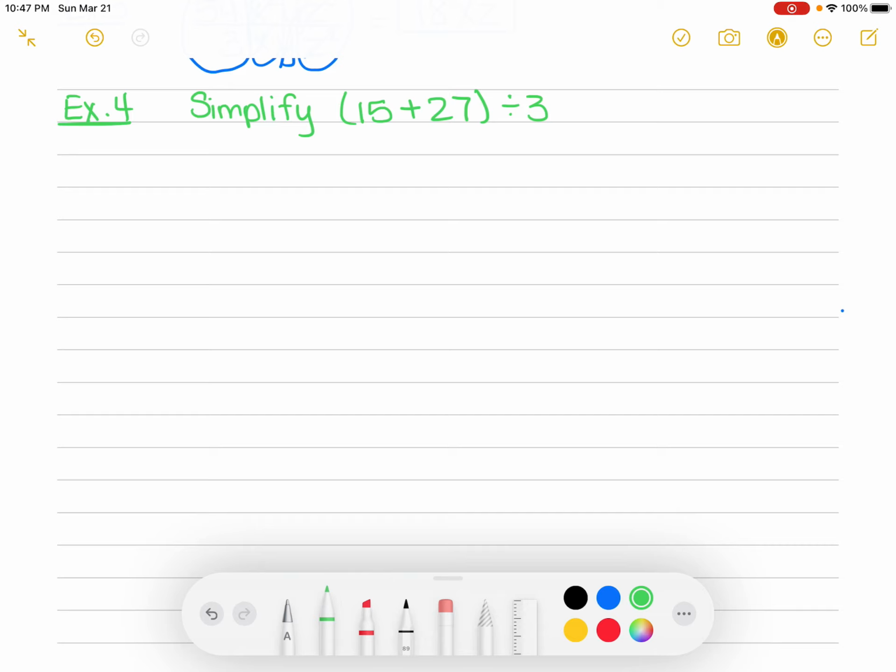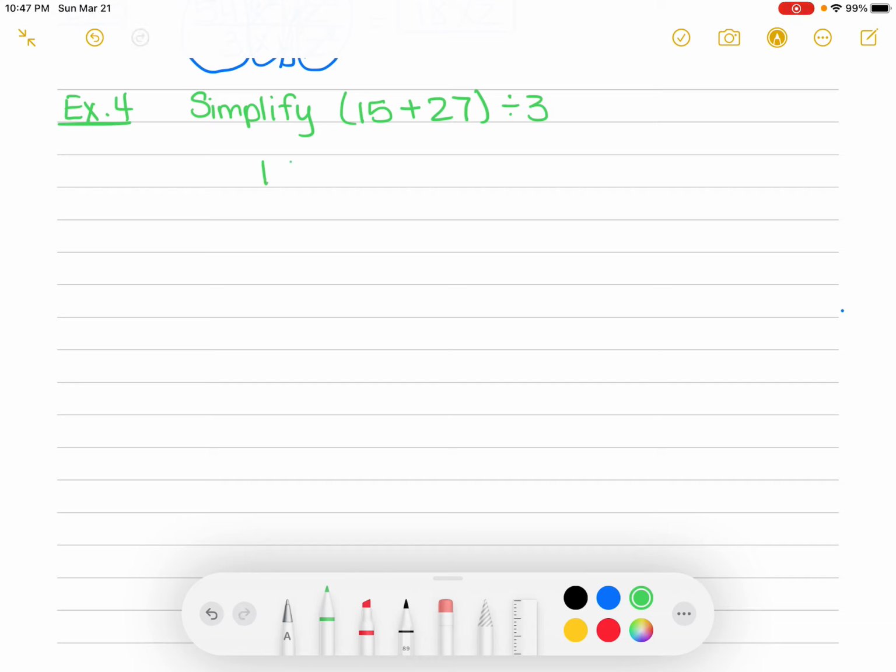Okay, so if you were just doing this in a regular 6th grade math class, you would add 15 plus 27 and then divide by 3. But we're doing this in an algebra math class, so I'm going to show you a different way to solve this. You still get the same answer. But in the next example, you would not be able to add these two. So that's why I'm going to show you a different way to do this.